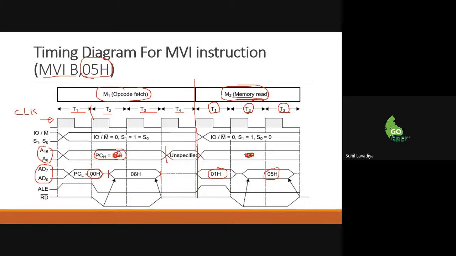Now, which operation do we have to do? In this one, as you are aware, ALE is always active during which cycle? The first T state only. Similarly for the second machine cycle, it is active in the first one. For the rest of the levels, it's on the lower side.